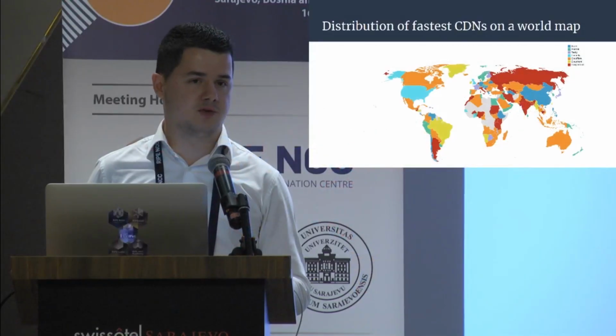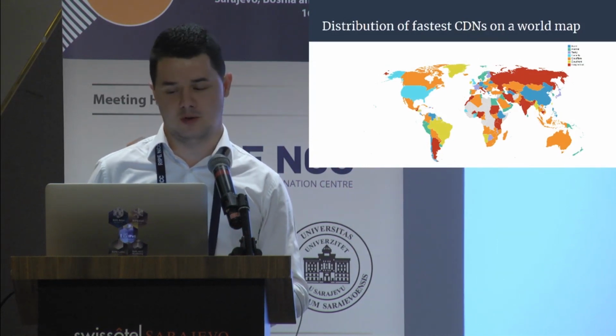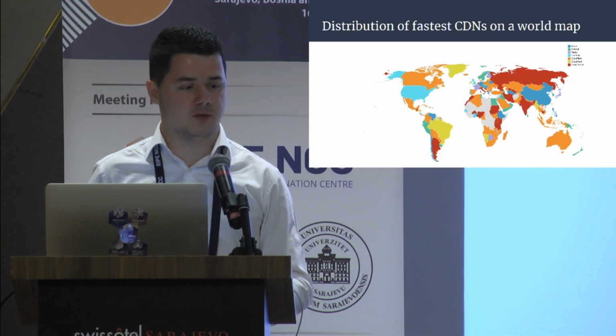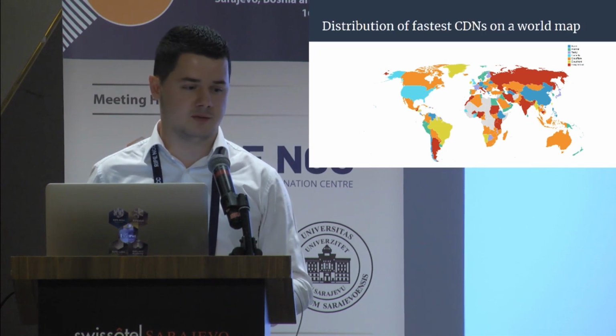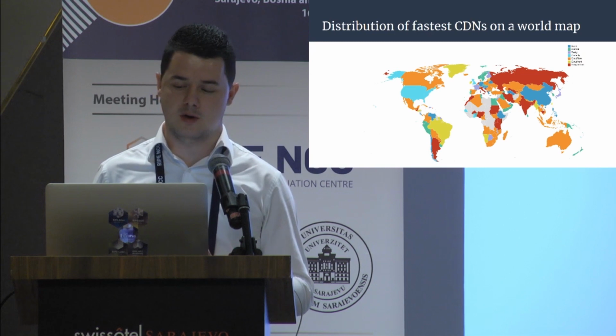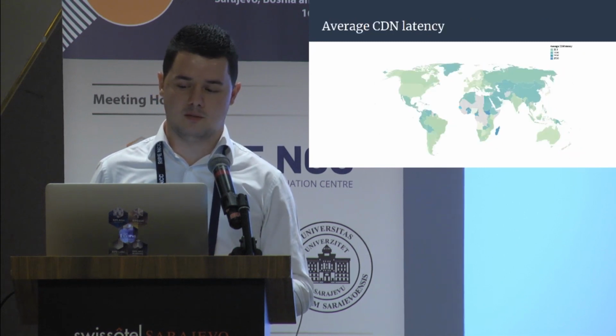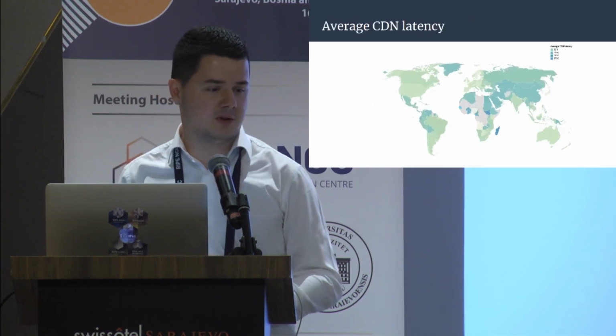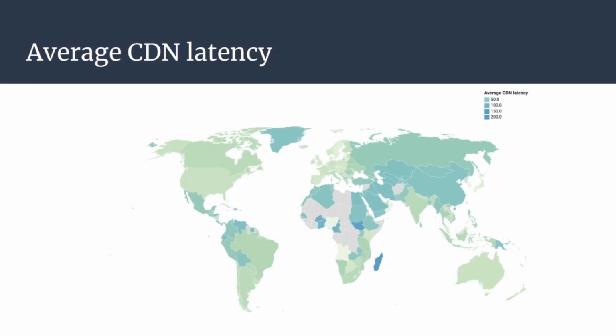On a world map, it's a really colorful map. So you cannot say there's a clear winner in some of the continents. Even some areas like Southeast Europe are yielding different results. And here's a map of average CDN latency. We can see that globally, all the CDNs that have the best performance in their countries are around 30 milliseconds round trip time, or even better.